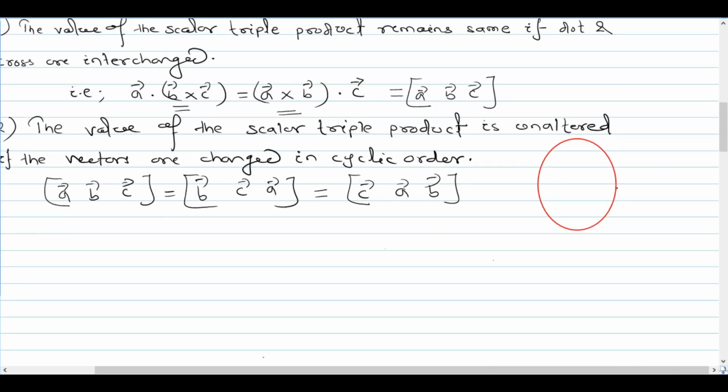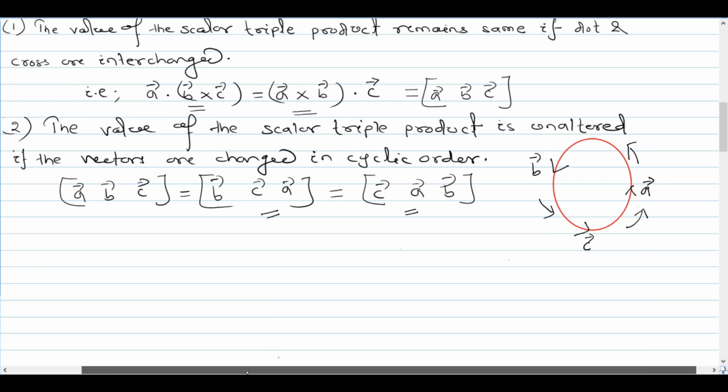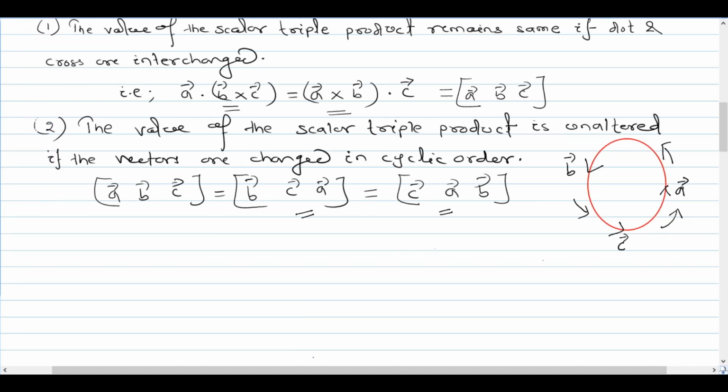See, what is cyclic order? Suppose one circle is there. Here is A vector, here is B vector, and here is C vector. After A comes B, after B comes C, after C comes A. So A, B, C; B, C, A; then C, A, B. Therefore there is no change in the scalar triple product if the vectors are changed in cyclic order. Understood? Next, that is property 3.